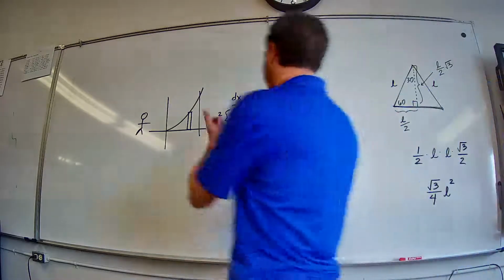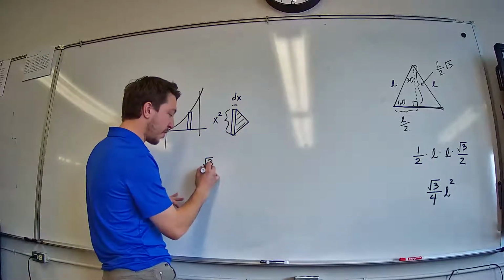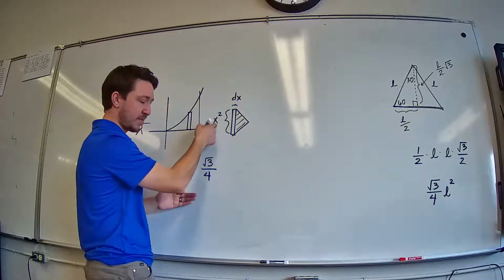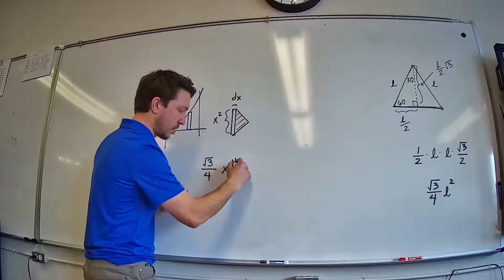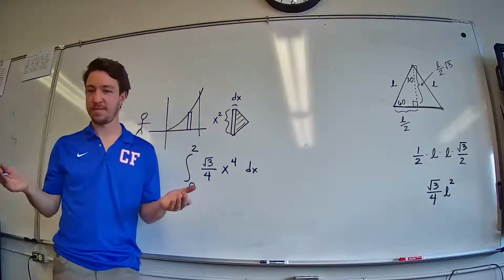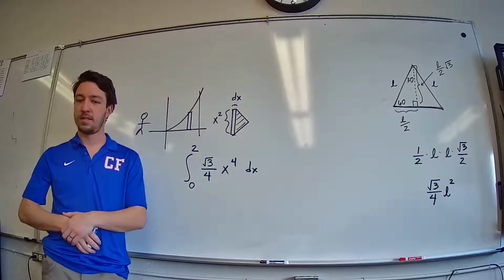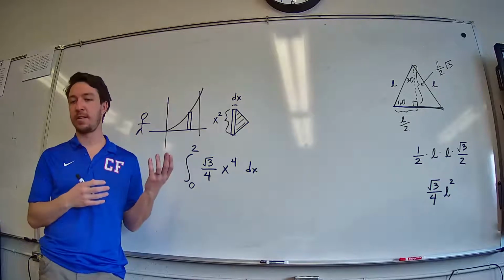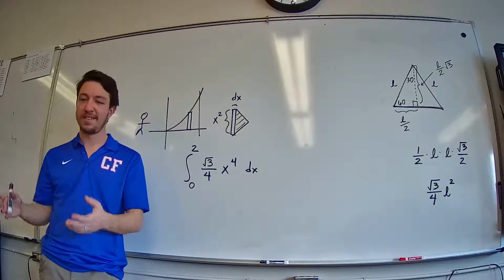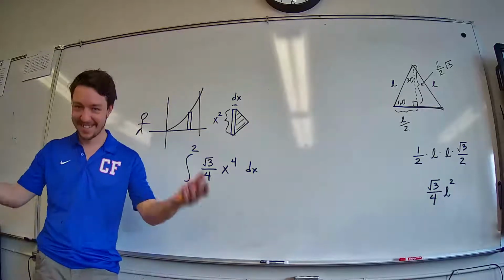Okay. So then the area of this tile would be root 3 over 4 times that squared, right? Times dx, the thickness. So how is this volume going to differ from the square volume? I don't know, let's find out. By a factor of root 3 over 4. So let's just multiply it.